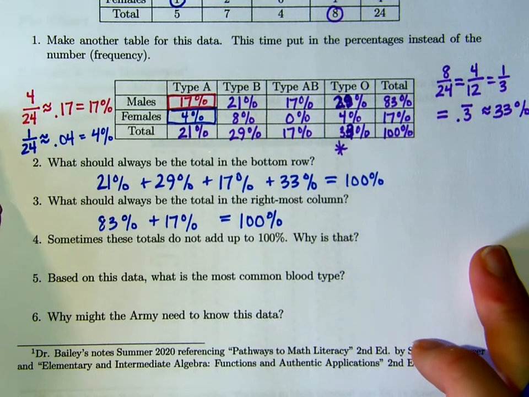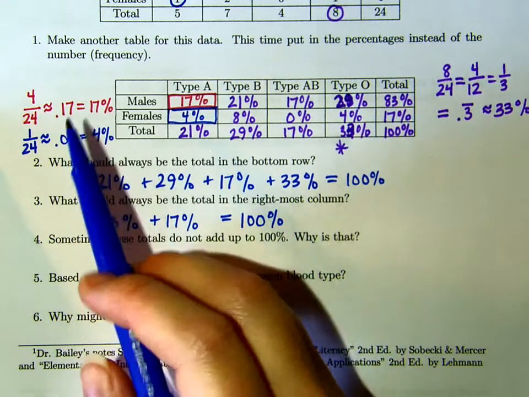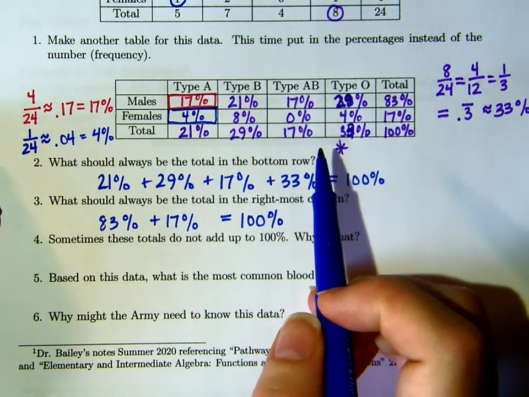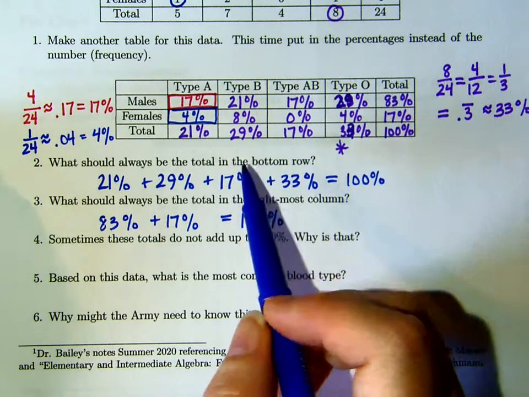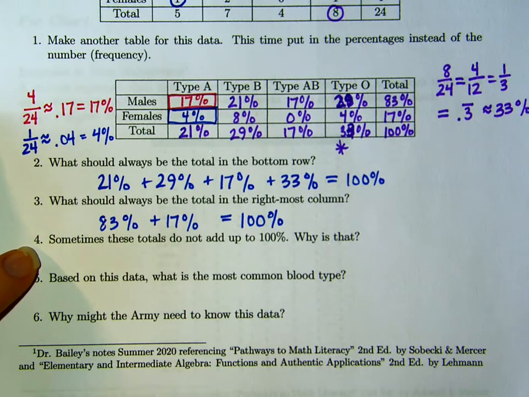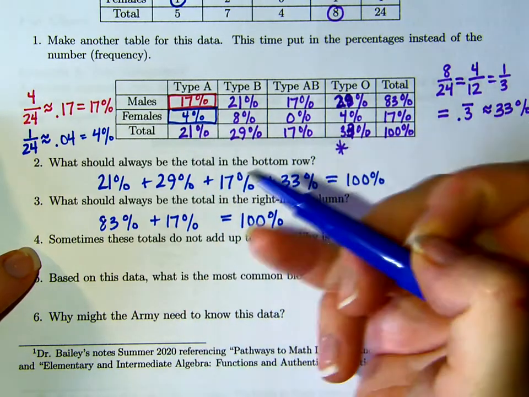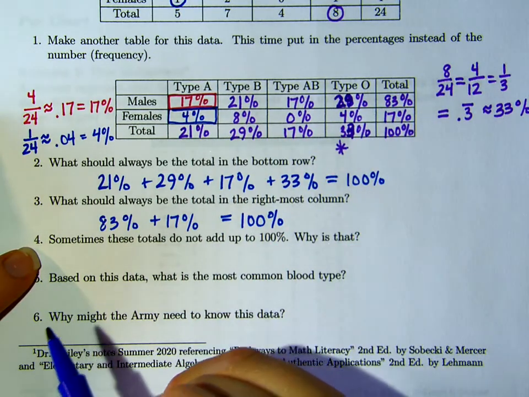Sometimes these totals do not add up to 100%. Why is that? Well, I can see right off the bat that we actually rounded quite a bit. Every number in this table ended up being rounded. If we had rounded differently, and I don't mean incorrectly. When I say rounding, I mean we rounded to a whole percentage, which ended up working out in our favor because everything added up to 100%.